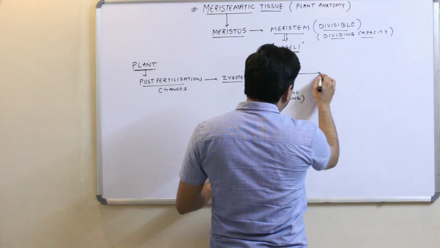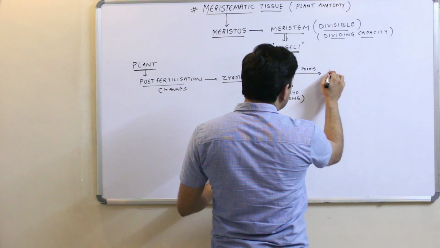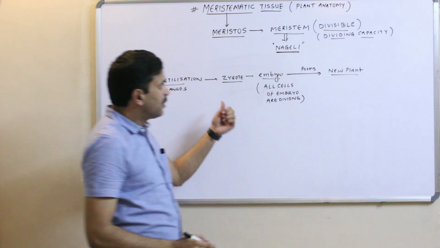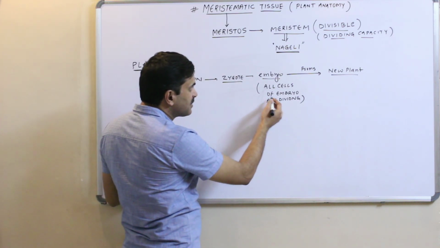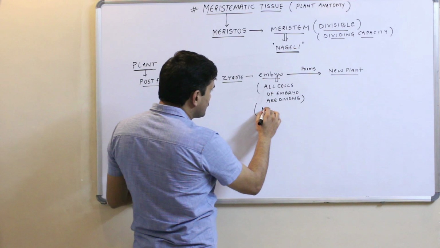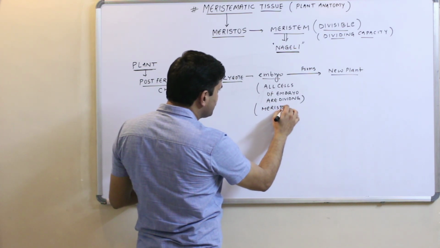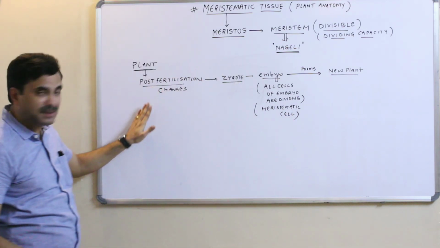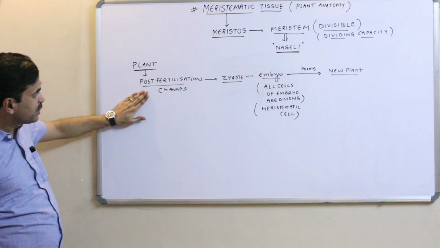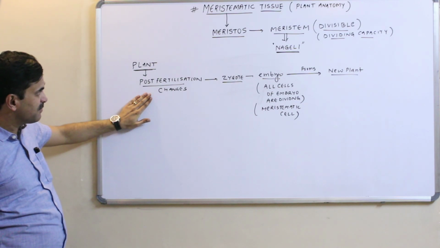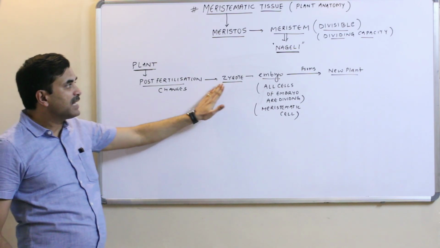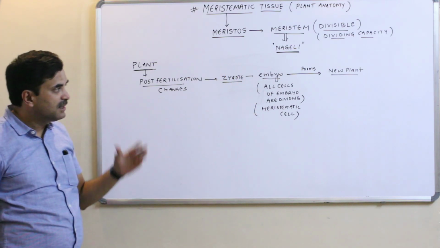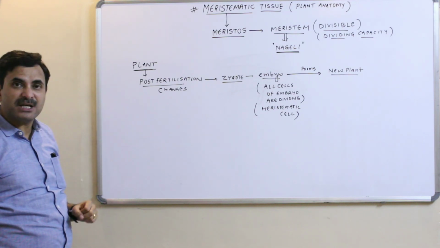Now when the embryo forms a new plant, all the cells of the embryo are dividing, meaning they have meristematic cells. We are talking about the plant now. What are the post-fertilization changes in a plant? Because of the fertilization, the zygote was formed, and the zygote forms the embryo. Now all the cells of the embryo are dividing, meaning they are meristematic cells.